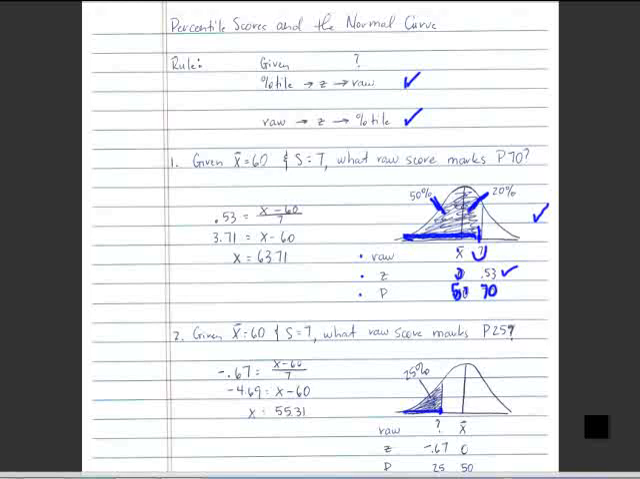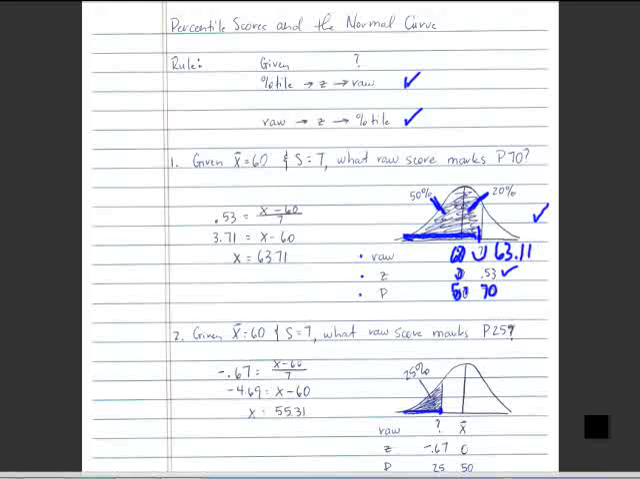So 0.53 is equal to x minus 60 divided by 7. And again, take the 7 across by multiplying. So 3.71 is equal to x minus 60. And then add 60 to the other side. So x is equal to 63.71. And again, what I would say is think about, does that make sense? If my x bar is 60, so 60 is right in the middle, and I'm talking about a score that's at the 70th percentile, 63.71 does make sense.